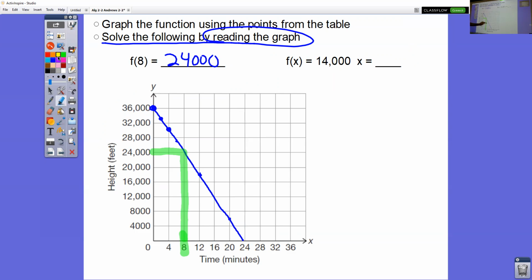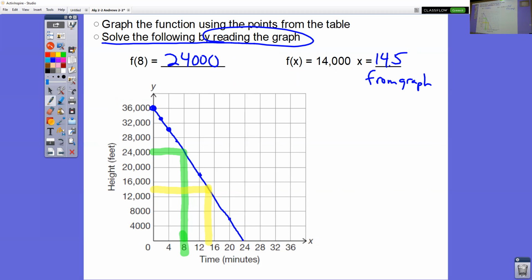For my other one, they want 14,000. So 14,000 would be halfway between 16 and 12. If I go over and go straight down, I'm at approximately a little bit over 14. If I had to say from reading the graph, I'd say maybe 14.5. And that, again, is just an estimate.